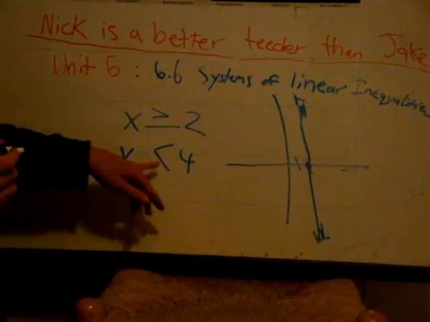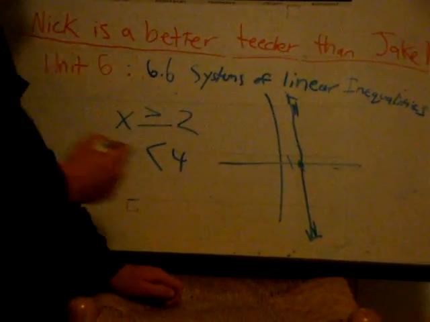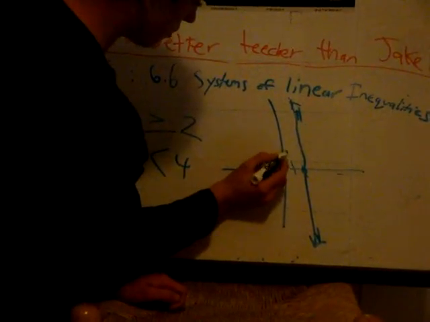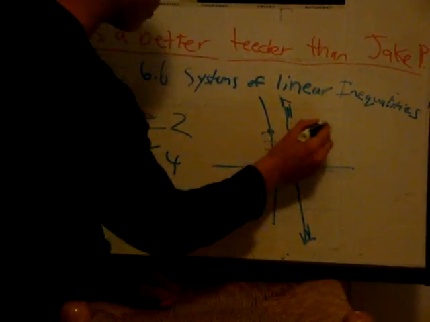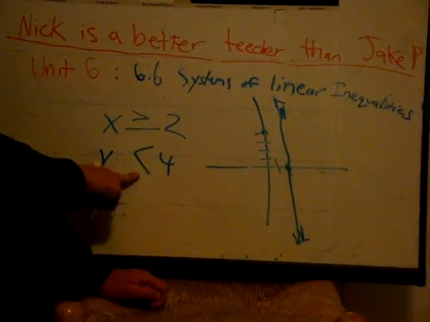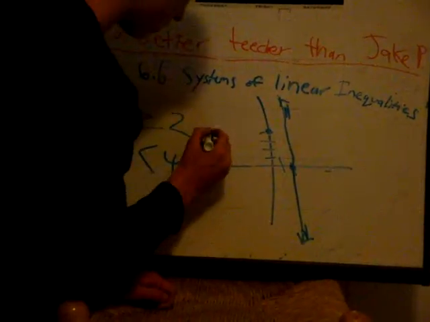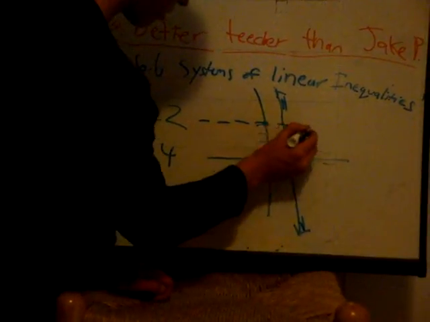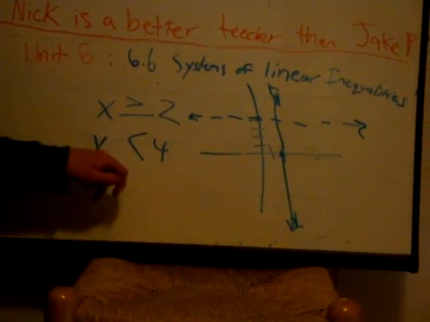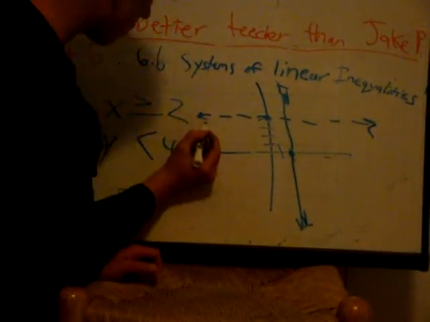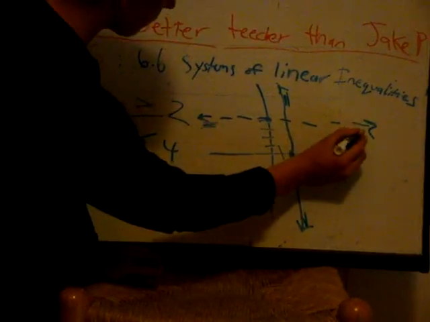Now, y is less than 4. Let's do that. So 1, 2, 3, 4 on the y. There's our point. It's just less than, so we dot the line, and it's less than y, so that means you shade down. So let's just make a note of that.